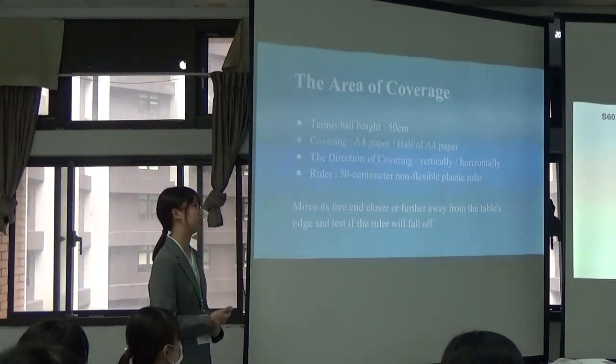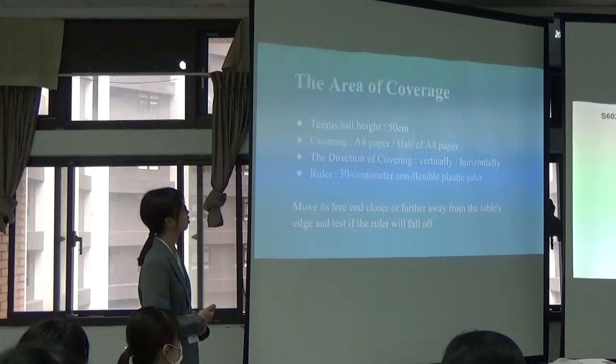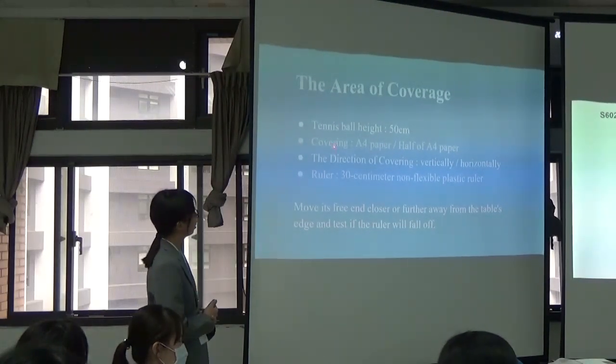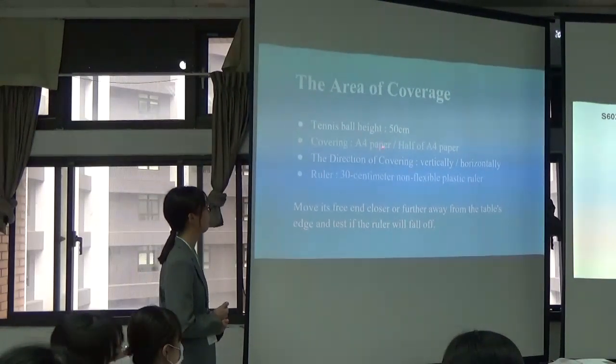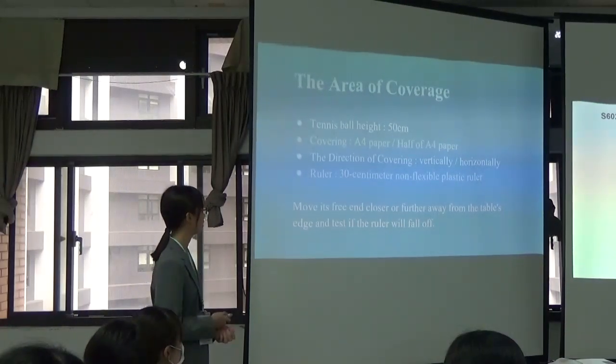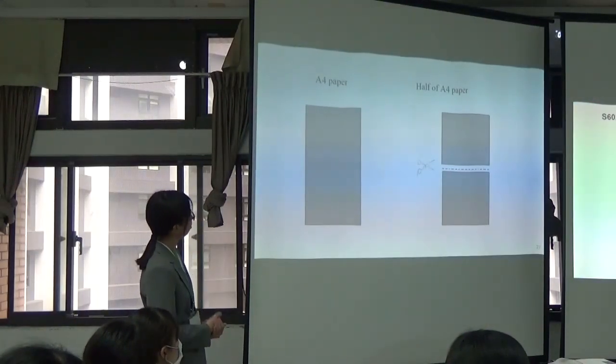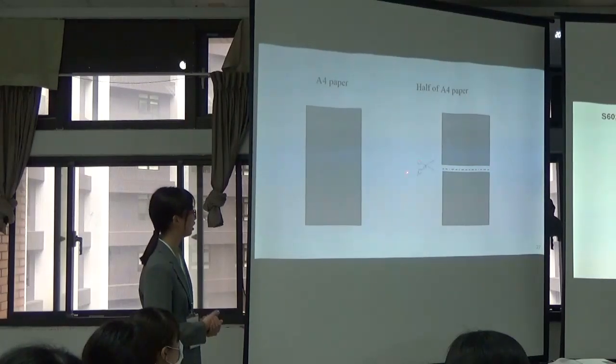And the next experiment would be the area of coverage. We change the covering to A4 paper or half of an A4 paper. So this is A4 paper, and this is how we cut it.